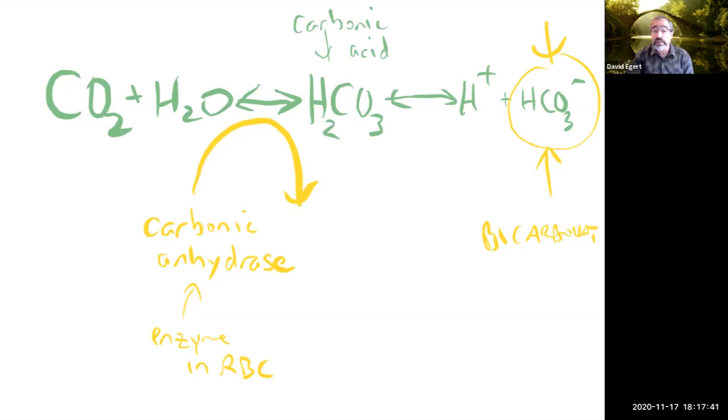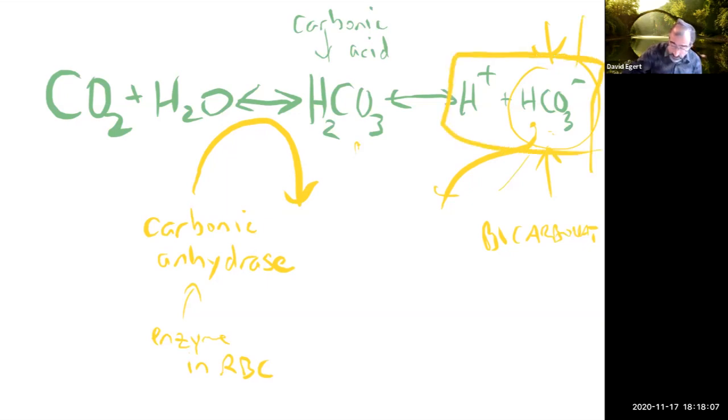As you're making this stuff, you swap it out. Basically, how does this work? This kind of comes in, breaks apart. Oh yeah, and then this leaves the cell and chloride comes in. But this is the basic idea. You're making this bicarbonate, and then this is all in equilibrium.